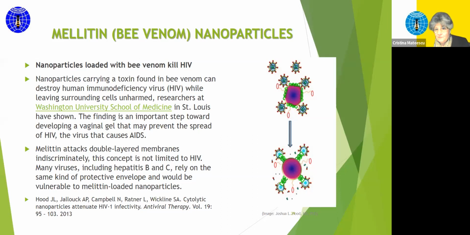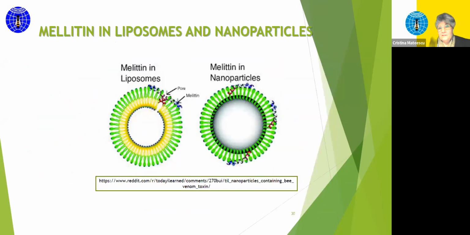And this concept is not limited only to HIV, because many other viruses like hepatitis B and hepatitis C rely on the same kind of protected envelope and would be vulnerable to melittin-loaded nanoparticles.